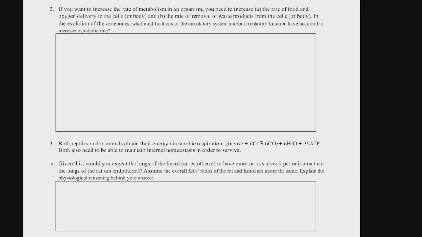If you want to increase the rate of metabolism in an organism, you need to increase A, the rate of food and oxygen delivery to the cells or body, and B, the rate of removal of waste products from the cells or body. In the evolution of vertebrates, what modification of the circulatory system and or circulatory function have occurred to increase metabolic rate? So this is where we're going to go and kind of dissect. First, we're going to talk about fish, then amphibians, and then birds and mammals.